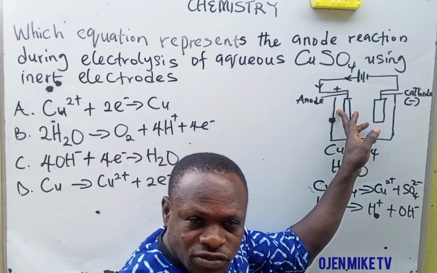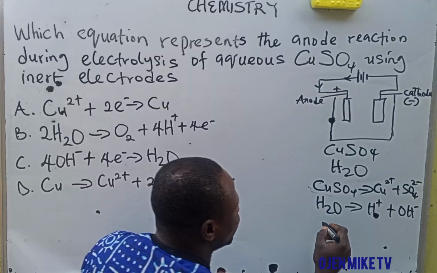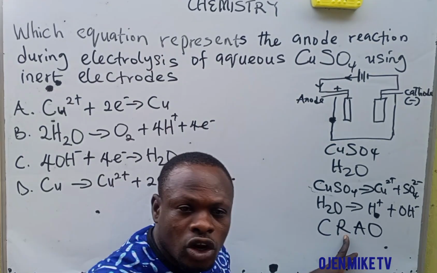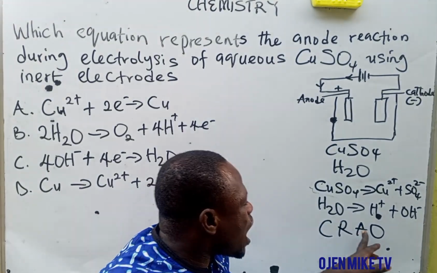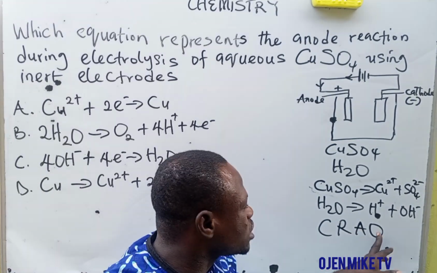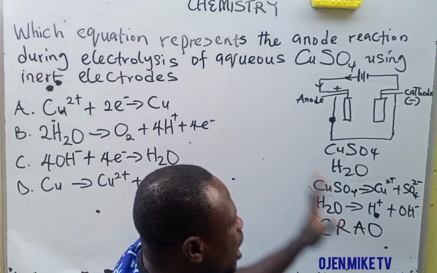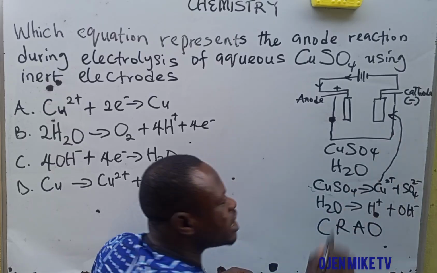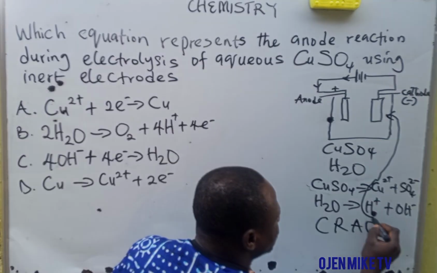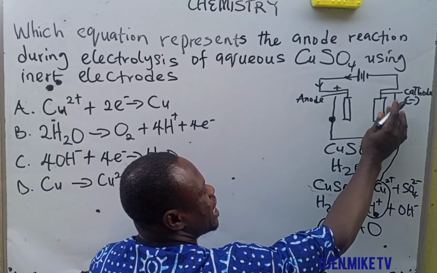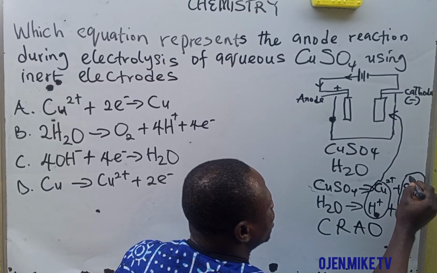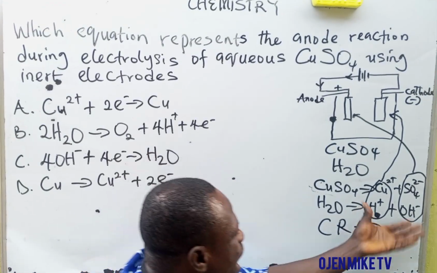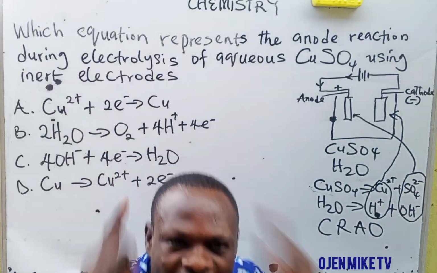Now just remember this thing. When you hear of RED CAT, it simply means cathode reduction. Reduction takes place at the cathode, while oxidation takes place at the anode. Now I have said that the ones that are positive will migrate towards the negative side. The anions will migrate towards the anode. And since there are two, one must be preferentially selected.